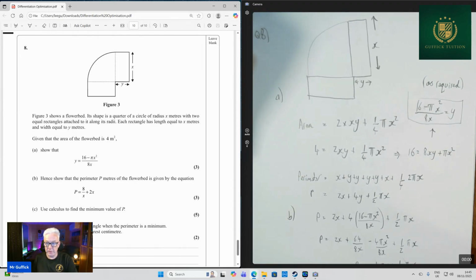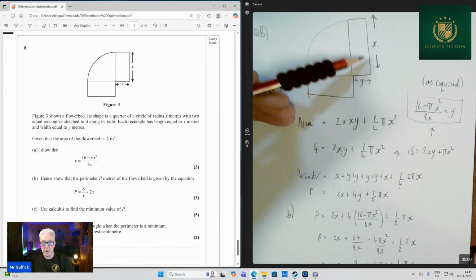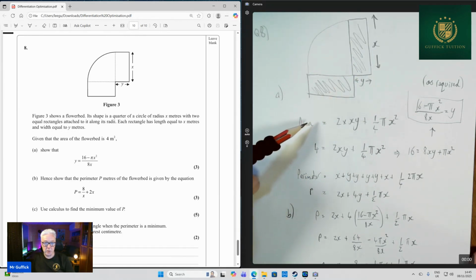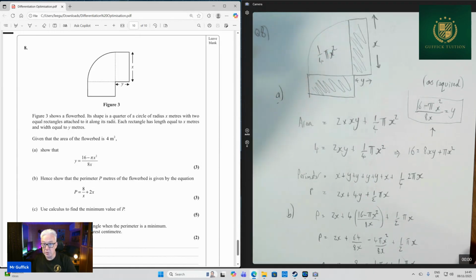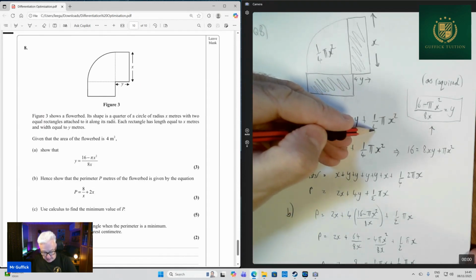So let's first of all find an expression for the area of this flower bed. So what have we got? We've got one rectangle there, which is xy. We've got another rectangle there, which is xy. And we've got a quarter of a pi x squared, the whole circle. So we've got 2 times xy plus a quarter of pi x squared.